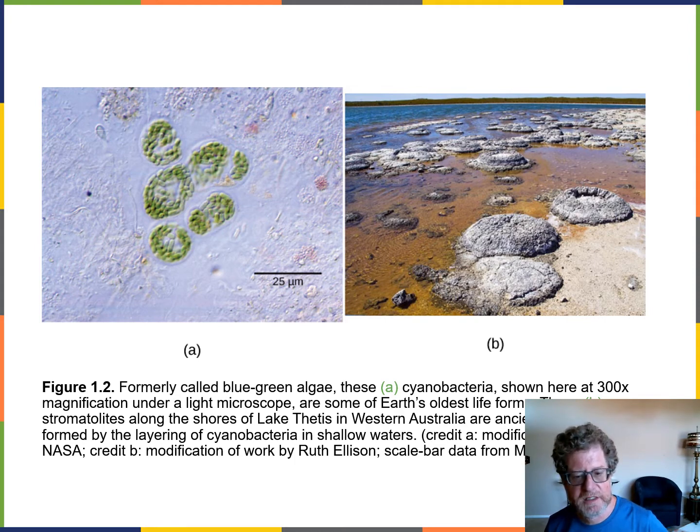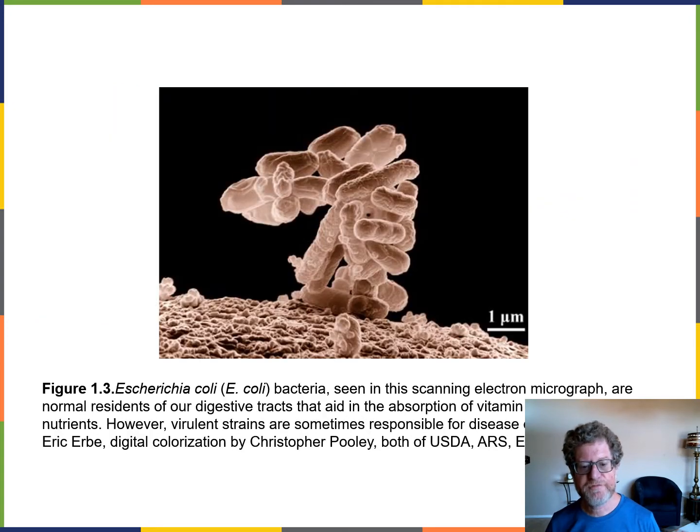Here is cyanobacteria, some of the earliest life on Earth. They still exist today. And here are fossil stromatolites in Western Australia. These are fossilized remains of ancient cyanobacteria. So there are living things today that are closely related to some of the earlier things on Earth that existed 3 billion years ago.